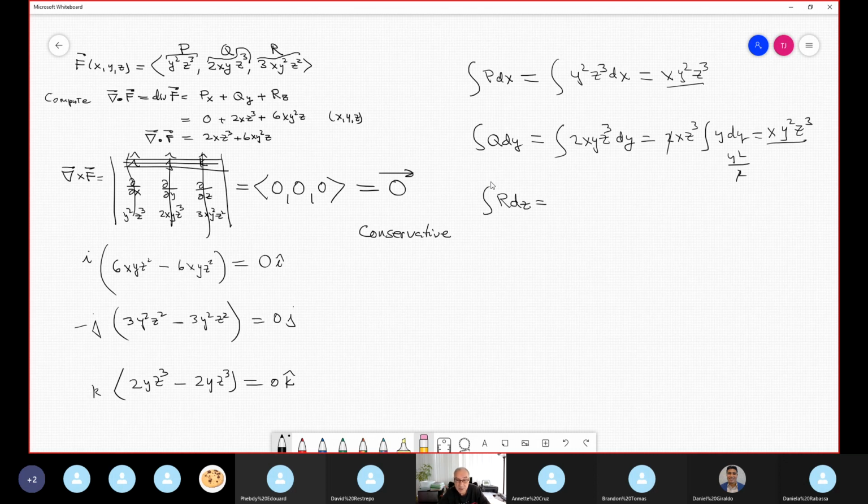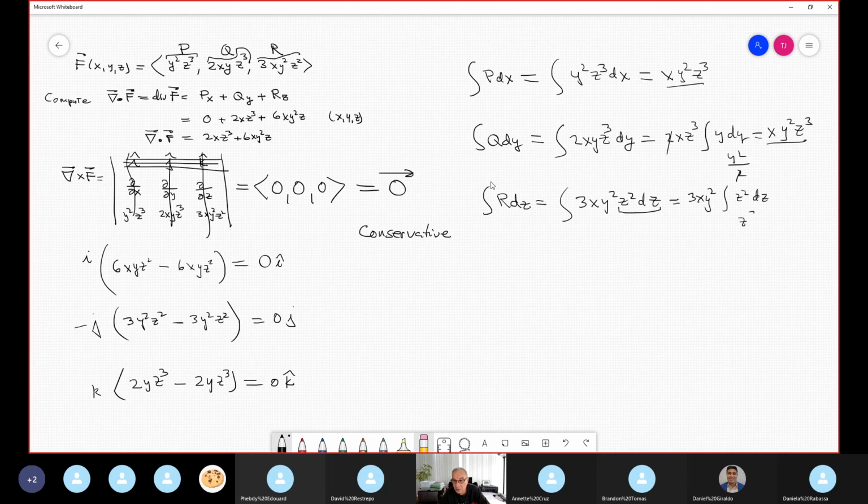Okay, now finally the last component, que is R, que is 3xy squared c squared dz. New integration now with respect to z. You consider the rest, que is not depending on c, as a constant, you put it outside. And we focus on this integral, no?